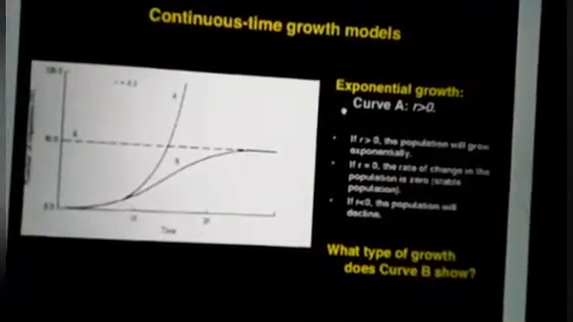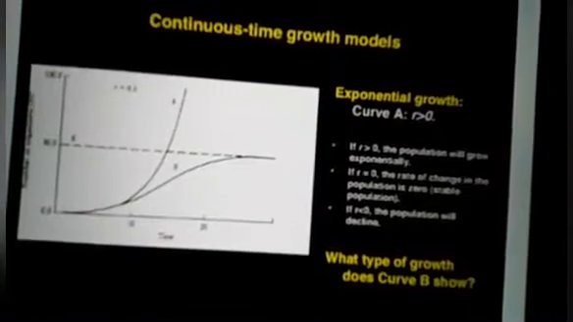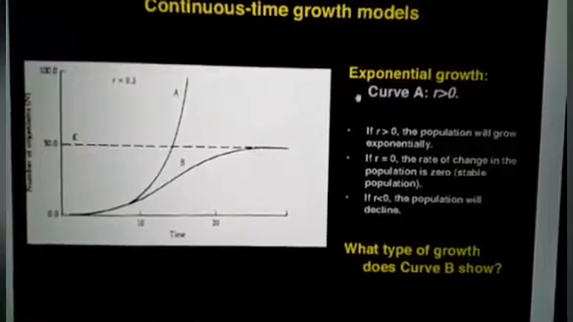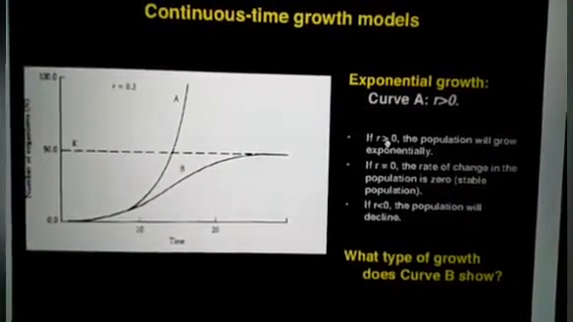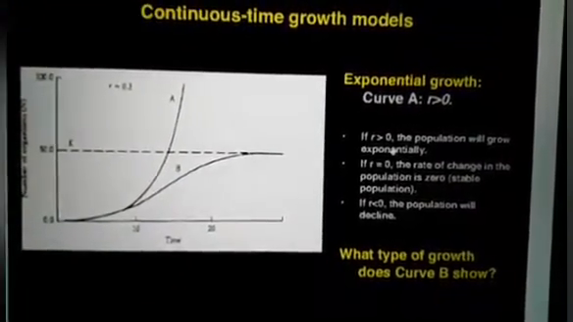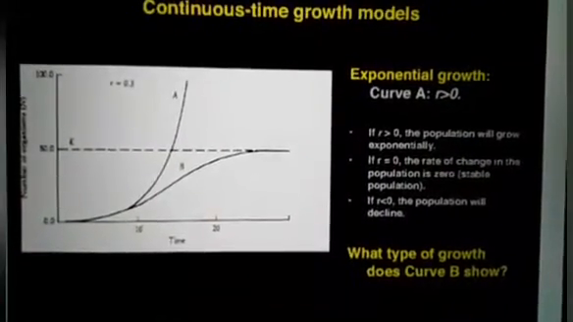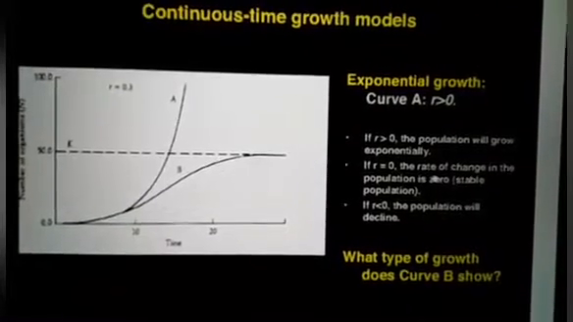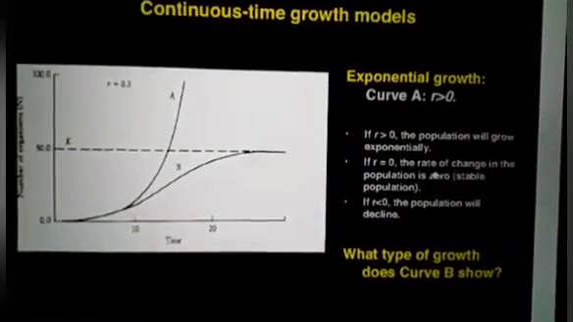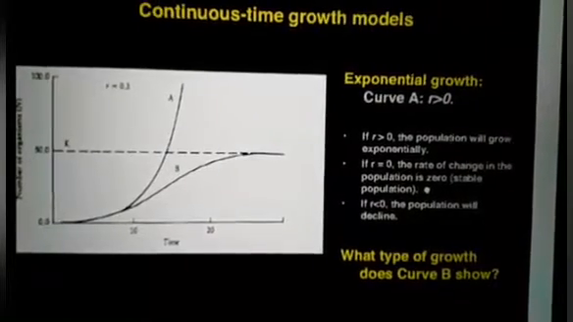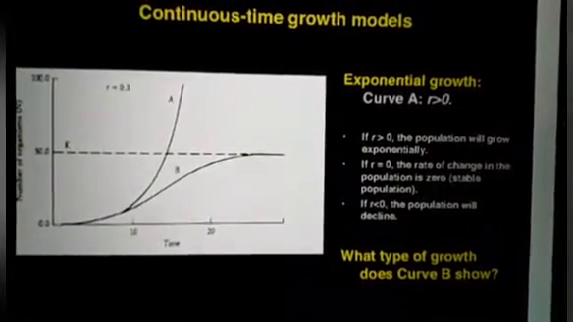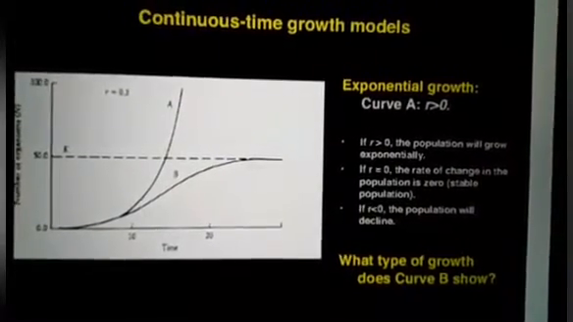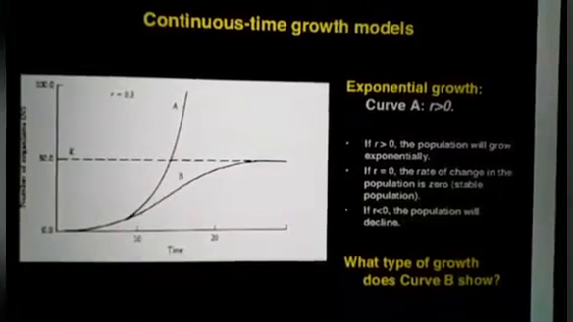Therefore, we're saying that graph A is representing an exponential growth. So if r is greater than 0, the population will grow exponentially. But if r is equal to 0, then the rate of change in the population is 0, which means that it is a stable population. But if r is less than 0, the population will decline.